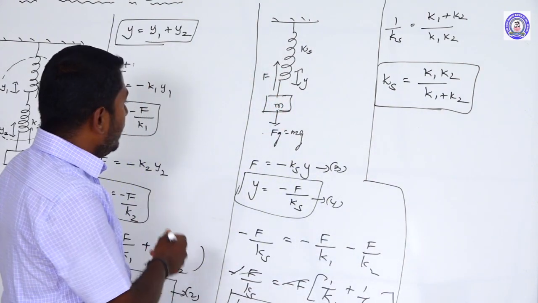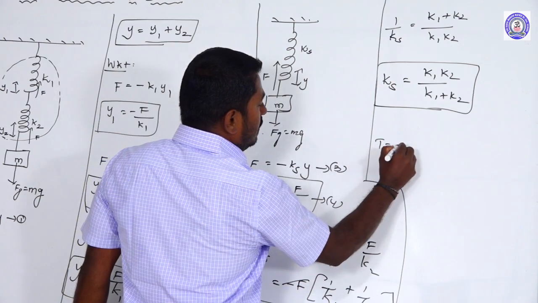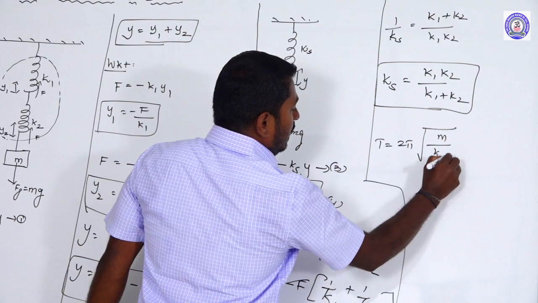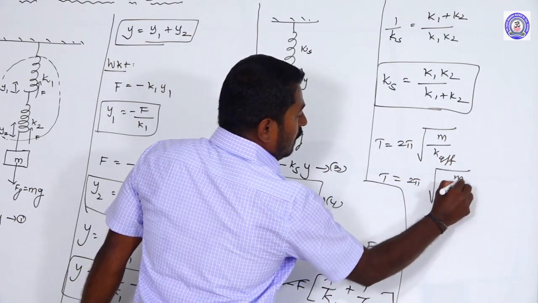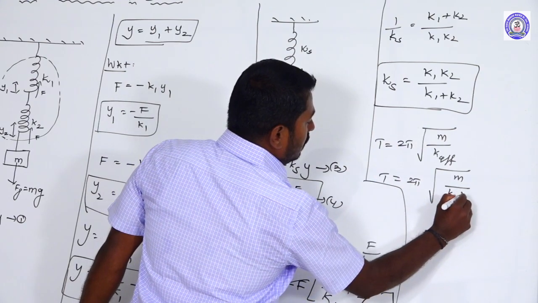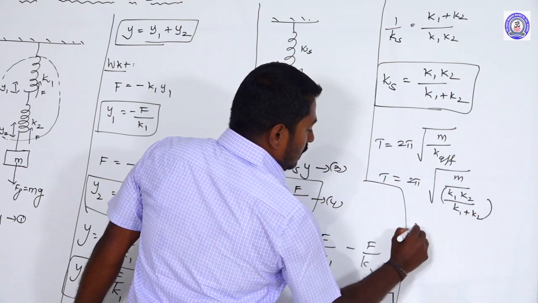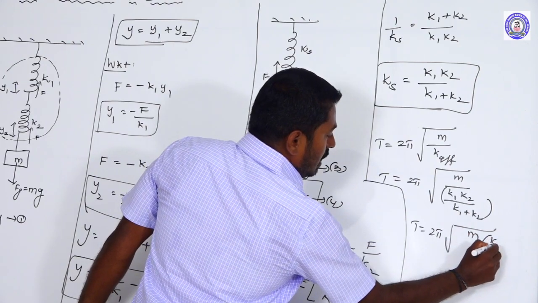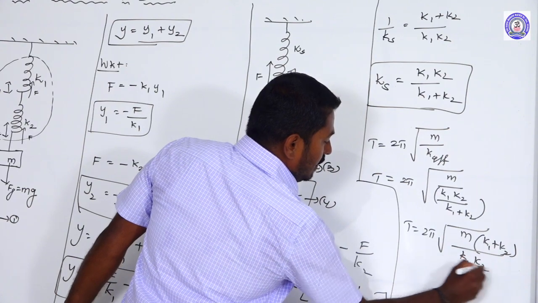Then the time period in linear simple harmonic motion, if the two springs are connected in series, is T equal to 2 pi square root of m divided by the effective spring constant. T is equal to 2 pi square root of m divided by the effective spring constant connected in series, K1 K2 divided by K1 plus K2. Then T is equal to 2 pi square root of m into K1 plus K2 divided by K1 K2.